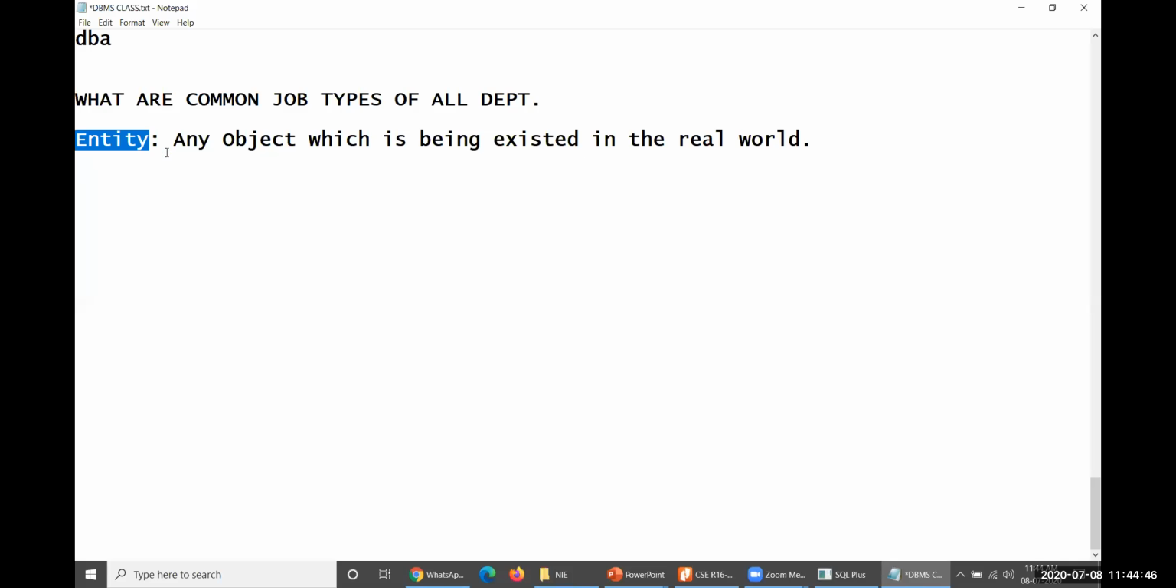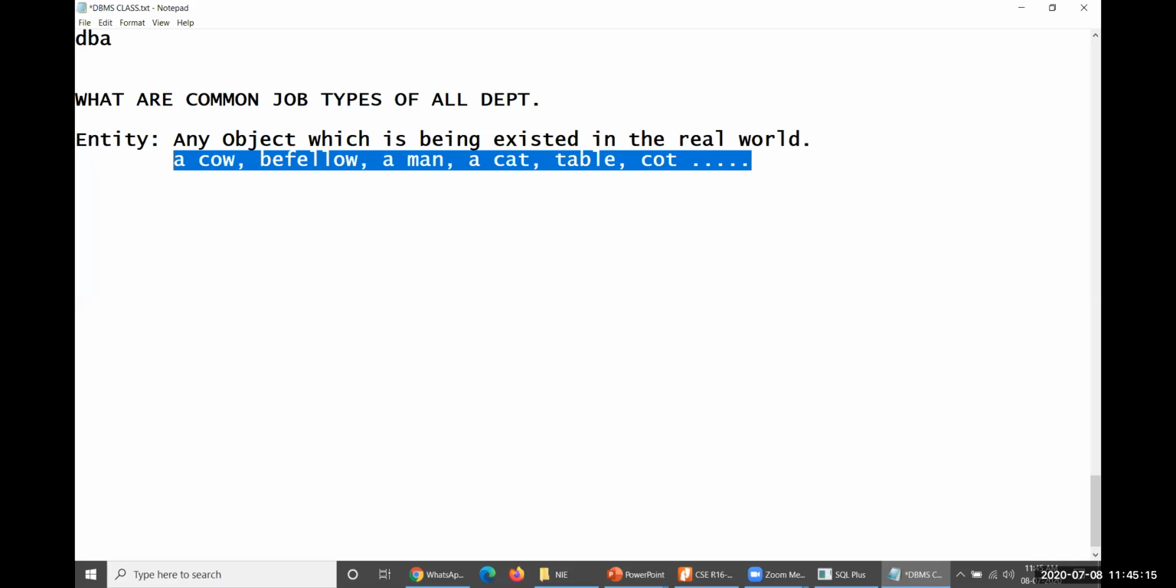For example, in the general point of view, a cow is an object, a buffalo is an object, a man is an object, a cat is an object, a table is another object, a cot is another object, and many more objects are available. All these are considered entities as far as a database management system is concerned.